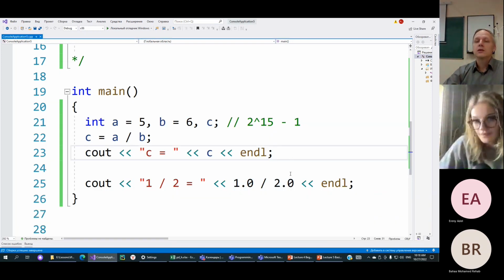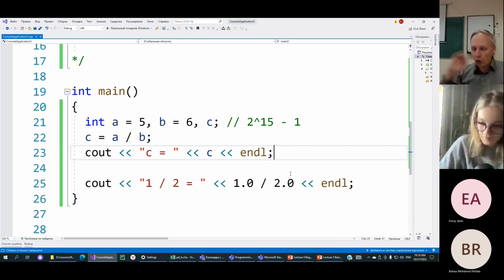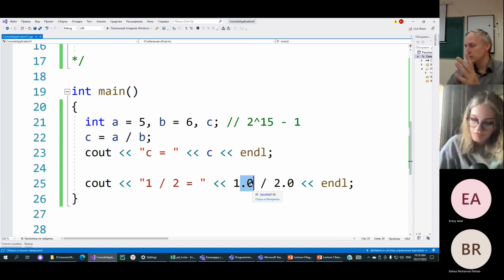Well, just as a rule, if you want to get the real result, and if you use a constant in your program, always type the decimal point, 0.0.